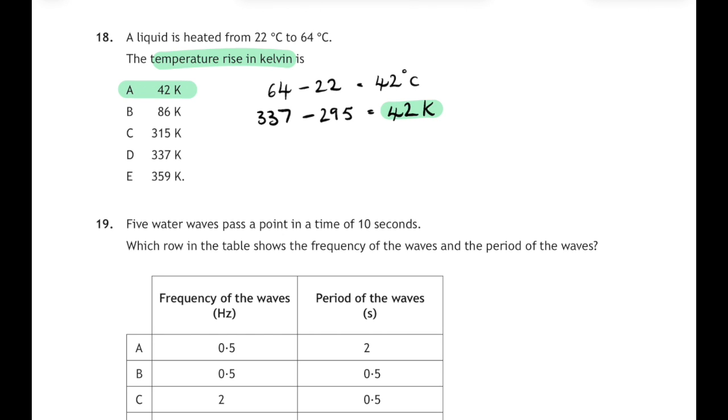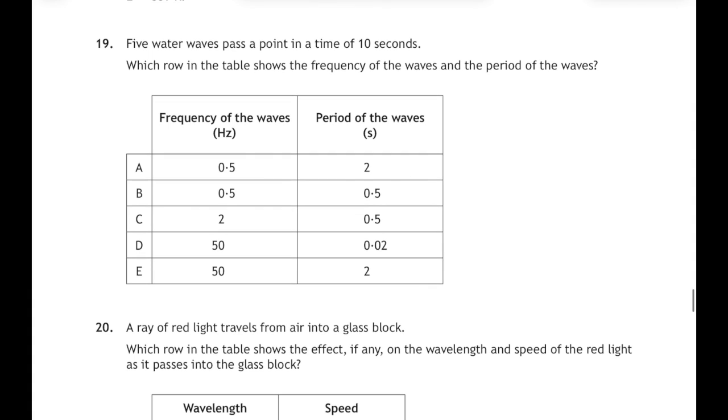So the temperature rise in degrees C is the same as the temperature rise in Kelvin because the degrees are the same size. It was the temperature rise we were looking for. That's 18A. Question 19. On to waves now.